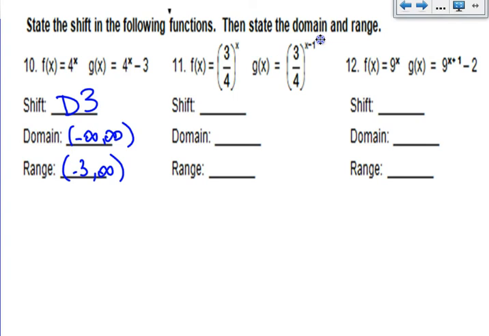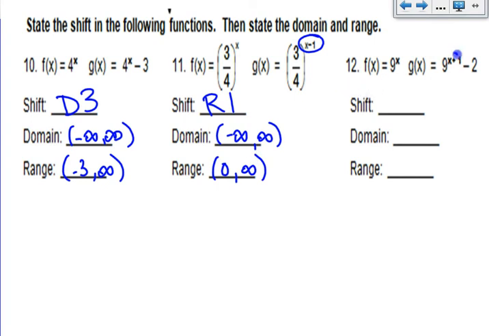Okay, number 11. Our only shift is x minus 1 up in the exponent, so remember that's horizontal and it kind of does the opposite, so a minus 1 is really a right 1. The domain is always negative infinity to infinity, and the range, because it wasn't shifted up or down any, is still 0 to infinity. If you don't believe me, you can graph it.